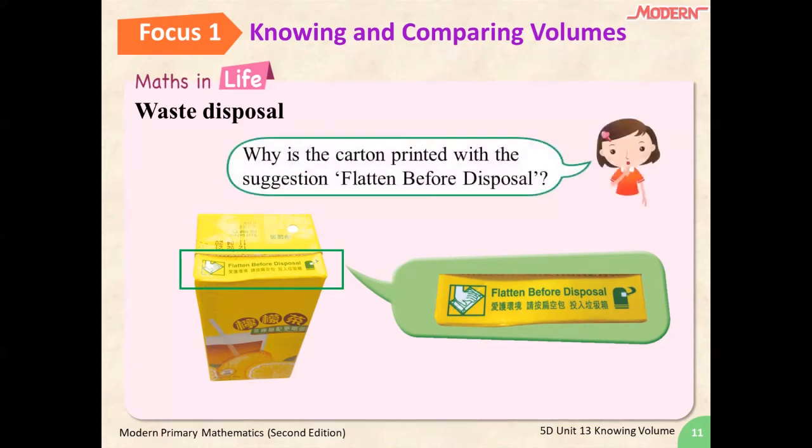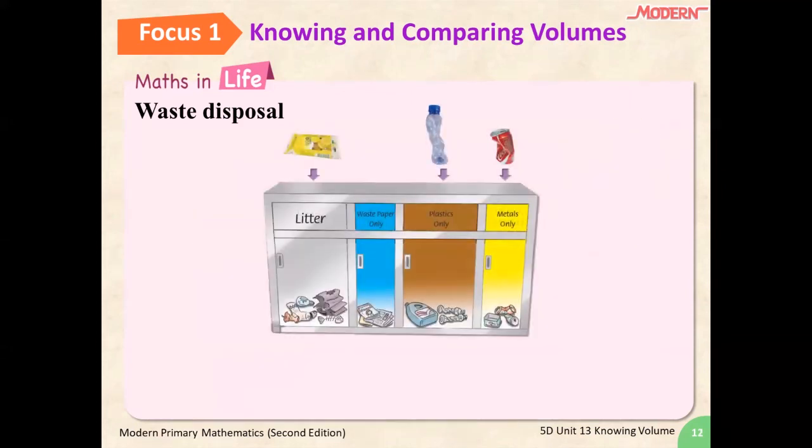So, the carton will take up less space when we flatten it. Therefore, before we throw away empty cartons of drinks, empty cans, or empty plastic bottles, we have to flatten it first. Then the rubbish bin or the recycle bin can store more rubbish.